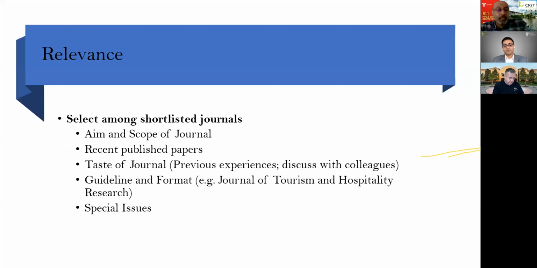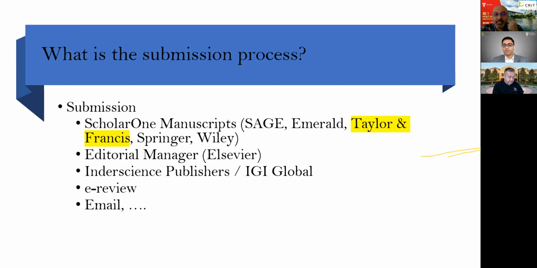So when you shortlist a journal, you can go through the aim and scope of the journal, recent published papers, and the taste of the journal. You can check the taste of the journal, special issues. How can we check the taste of a journal? Some journals are interested in quantitative, some in qualitative or mixed methods, and some accept both and different methodologies. But when we have experience or work with some colleagues, we can get a taste of the journal.